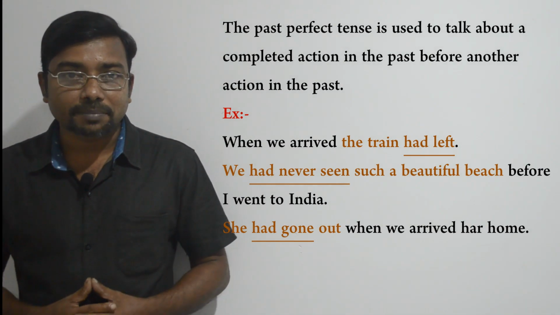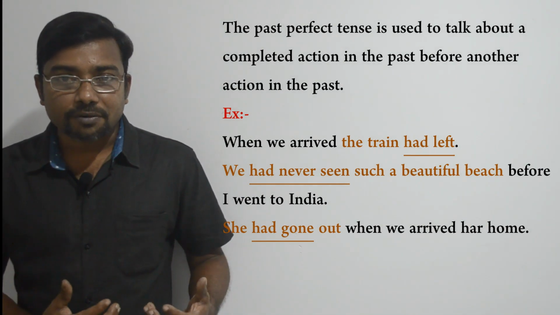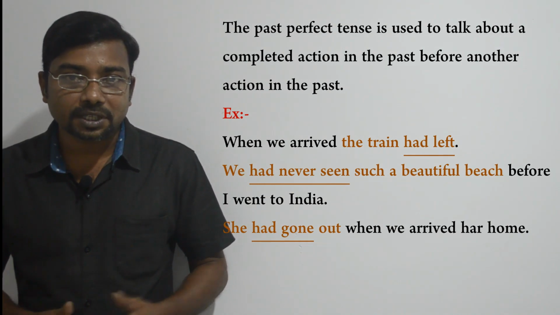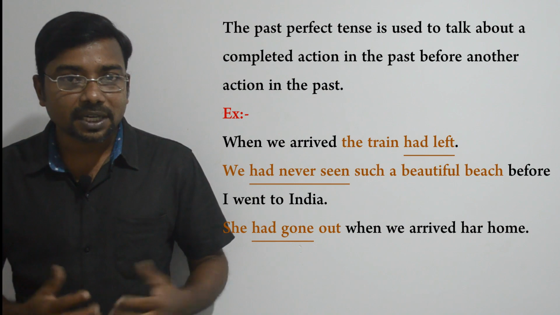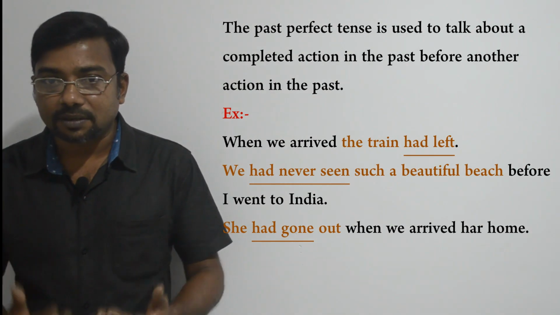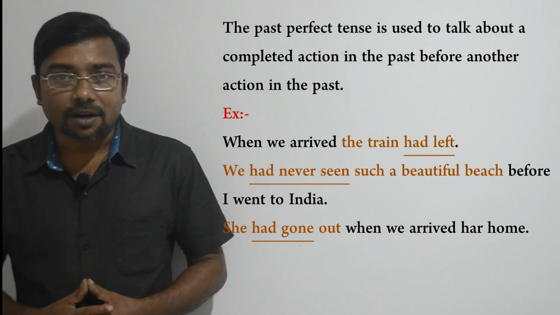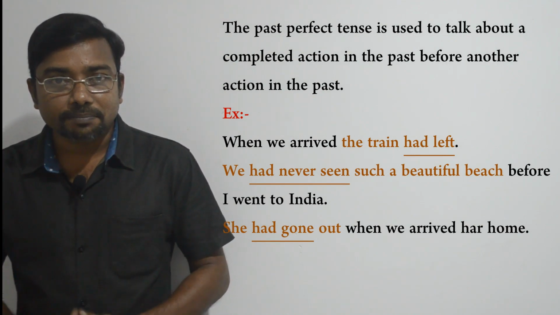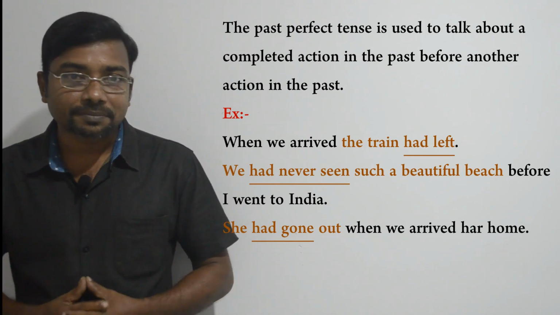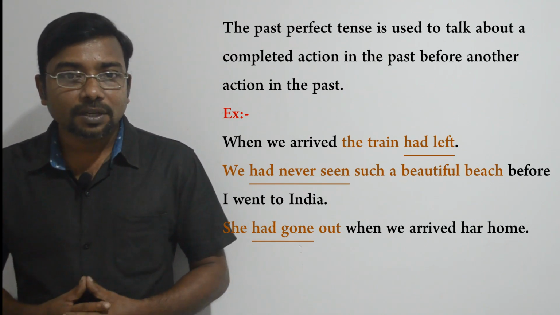Look at the first example. When we arrived, the train had left. Two completed actions in the past, so we use the train had left with past perfect tense, because we use the auxiliary verb had with the verb past participle form left. It's also a completed action in the past before something happened, before we arrived.